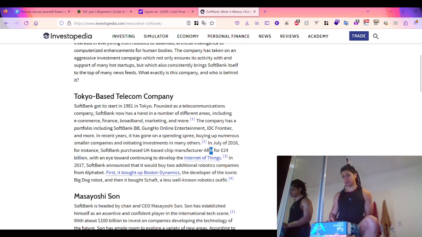What? The UK-based chip manufacturer ARM now belongs to SoftBank? Holy hell.